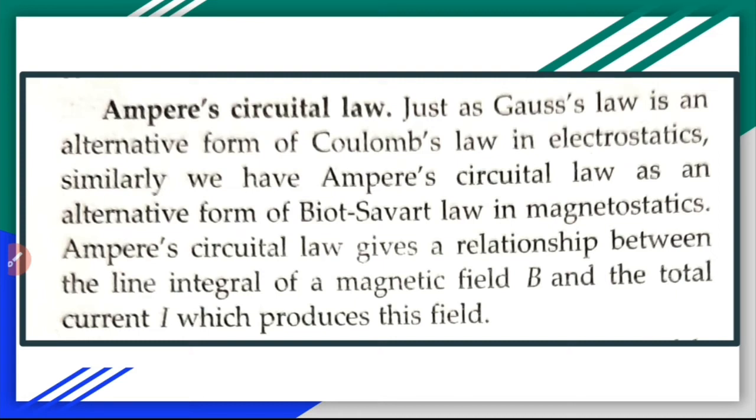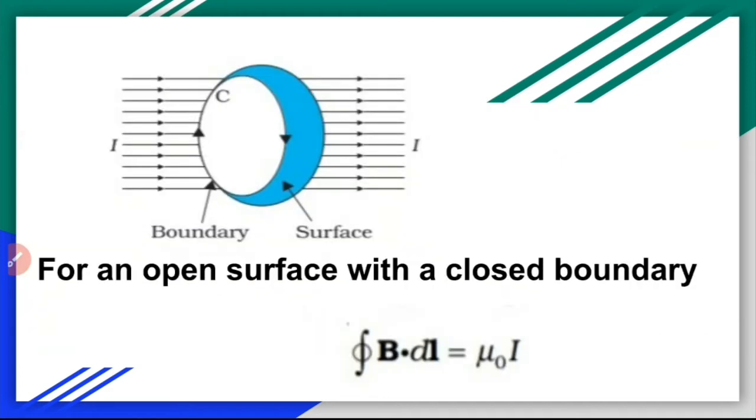Okay, so Biot-Savart law takes the place of Coulomb's law, and Ampere's Circuital Law takes the place of Gauss's law in electrostatics. To state the law, we have an open surface with a closed boundary. You can see the open surface with a closed boundary. What is the difference between an open surface and a closed surface?